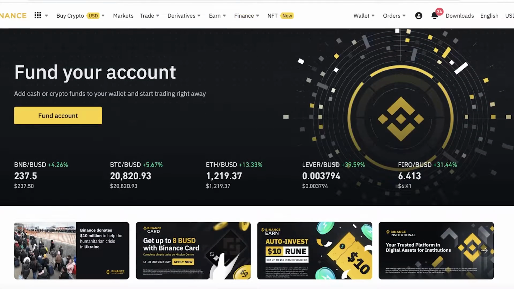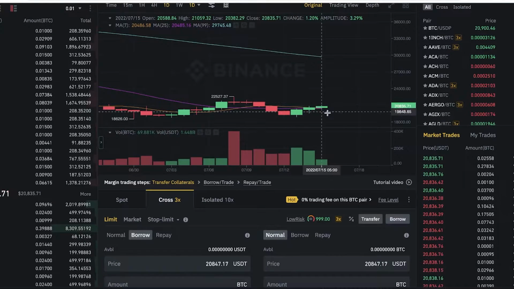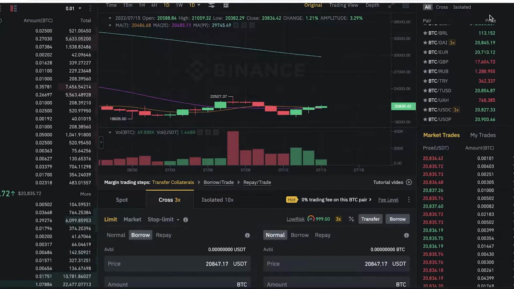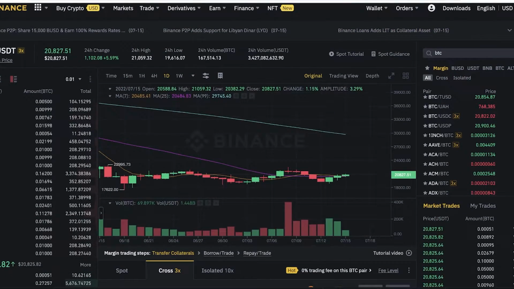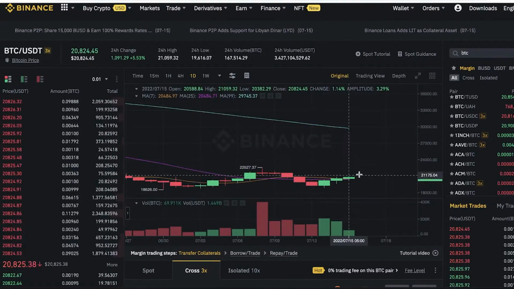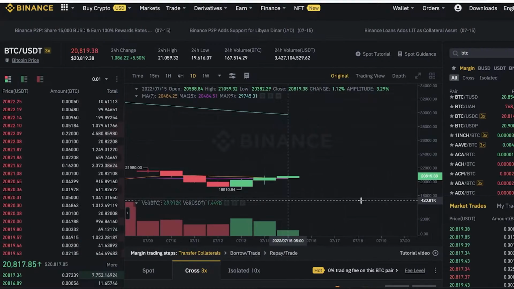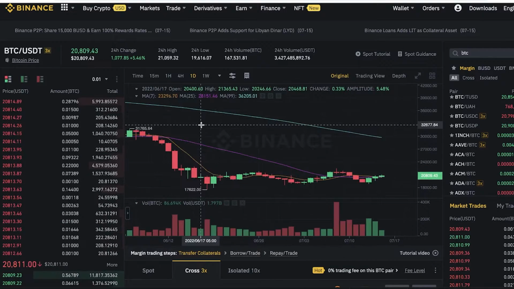Once you have your account verified and you have verified your phone number, you can begin with the spot trading over here on Binance. So you can see this is the actual trading platform, and I have opened up the BTC/USDT, which is the Bitcoin price, and you can see it is currently at around $20,819. So you can see this is the trading graph over here.